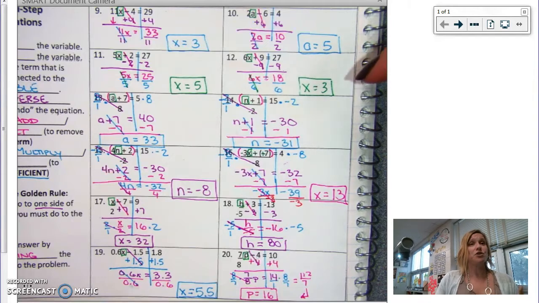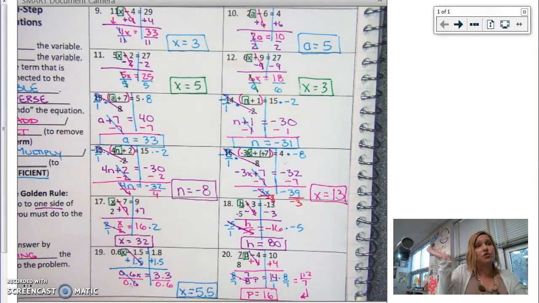If you take the answer, you could substitute it back in and double check to make sure that the answer really does match. The left side should always equal the right. Whatever you do to the left, you do to the right. Remember, we're that balance, we're that scale.